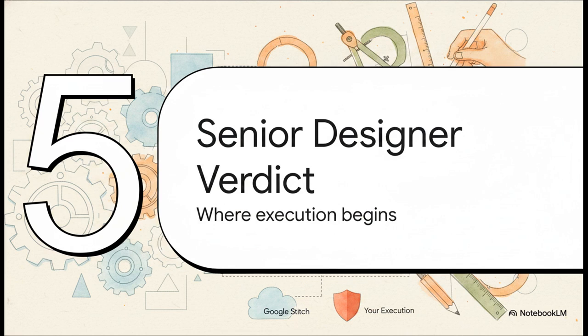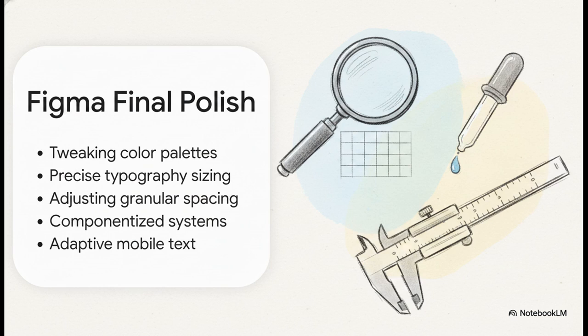Section 5. The Senior Designer Verdict. Where execution begins. Ultimately, the most crucial takeaway here is understanding exactly where Google Stitch's job ends and where your rigorous professional execution begins. If you want to maintain true quality control on complex projects, certain tasks absolutely must be reserved for your final polish in Figma. We're talking about tweaking exact color hex codes, dialing in that precise typography sizing, adjusting granular pixel spacing, mapping elements to your strict componentized systems, and of course, managing that adaptive mobile text we talked about earlier. Simply put, Stitch handles the broad strokes, Figma handles the masterful details.